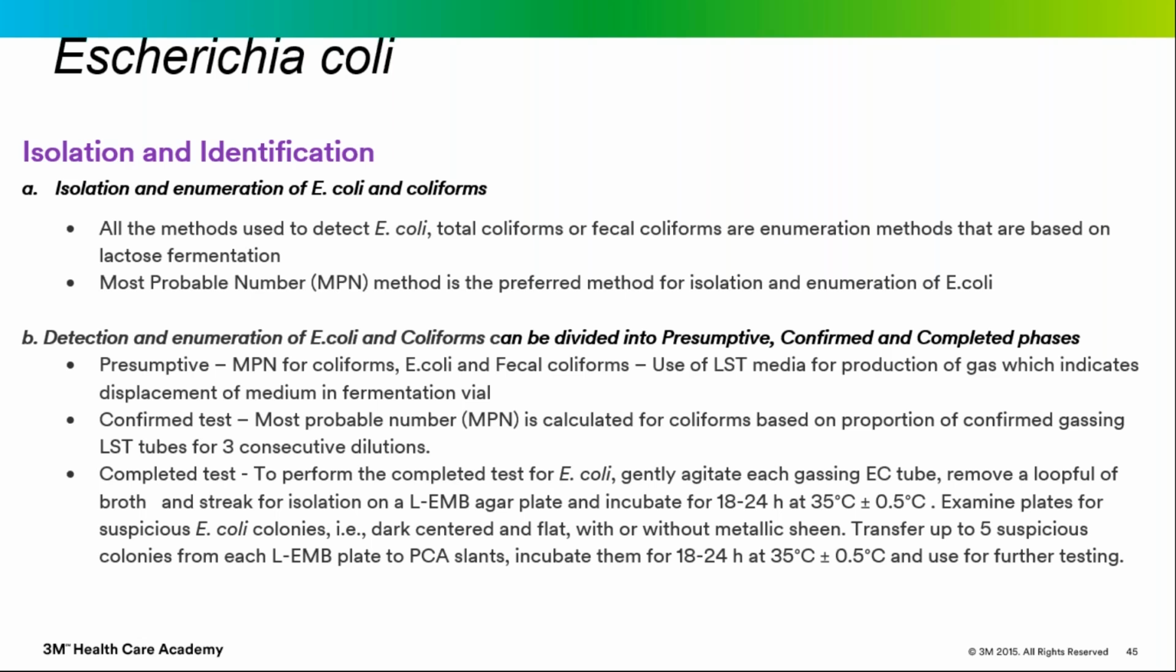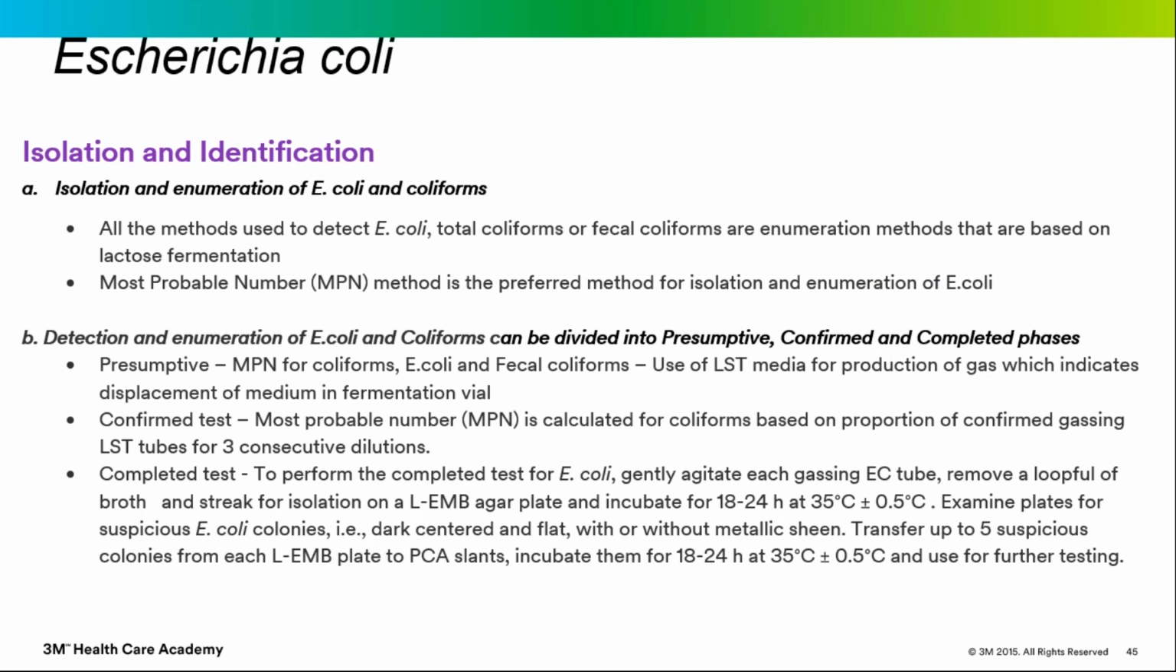Detection and enumeration of E. coli and coliforms can be divided into presumptive, confirmed and completed phases. In the presumptive MPN for coliforms, E. coli and fecal coliforms, LST medium is used for production of gas, which indicates displacement of medium in the fermentation vial. For the confirmed test, MPN is calculated based on the presence of gassing. You add Durham's tubes in these tubes. So if you find gas, then this will be used for the calculation of the MPN using an MPN table.